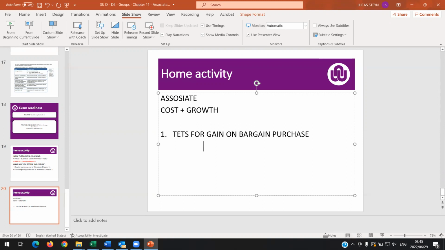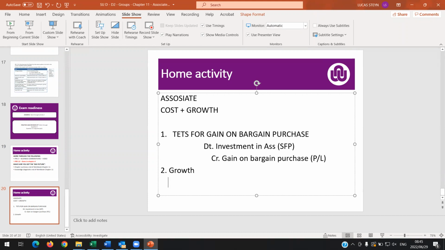that there will be a journal where I go debit my investment in the associate and credit the gain on bargain purchase. And this is if it's in the current year through P&L. If it's the prior years, it already lies within retained earnings. And then thereafter, we account for growth.